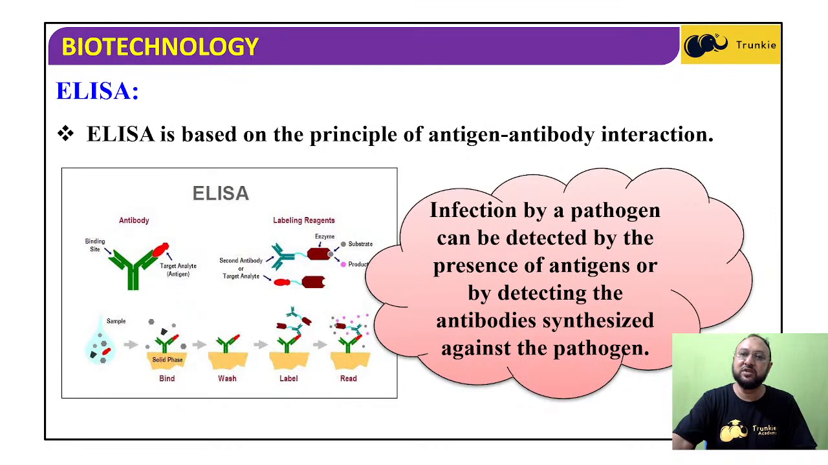Infection by a pathogen can be detected by the presence of antigen, or by detecting the antibody synthesized against the pathogen. Whichever type of antigen is present, we can know that this particular pathogen has entered. That is the reason this type of antibody is produced in the human body. So that indicates that this particular kind of infection has taken place, and this particular immunoglobulin, the antibody against that pathogen, is produced.